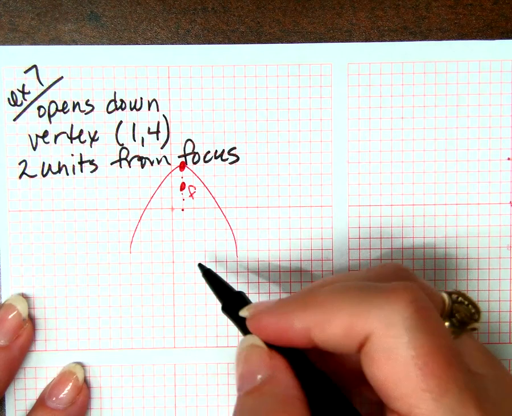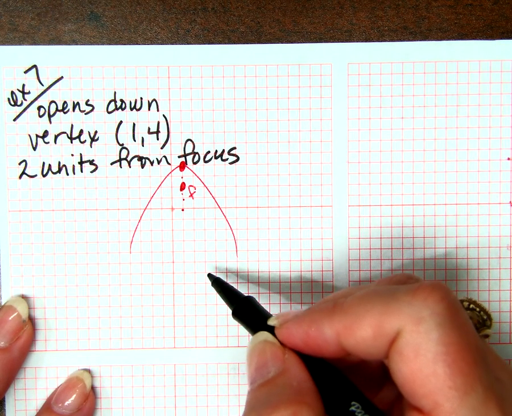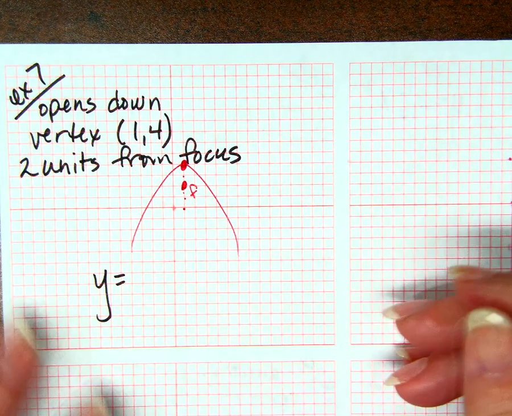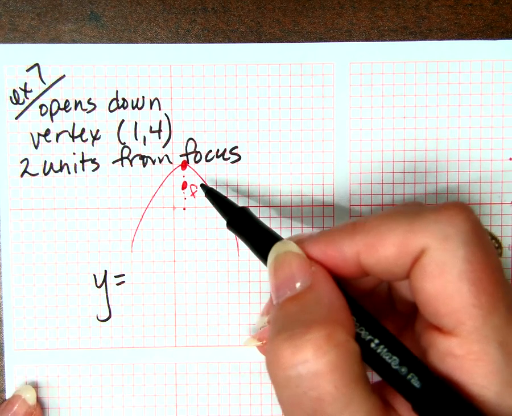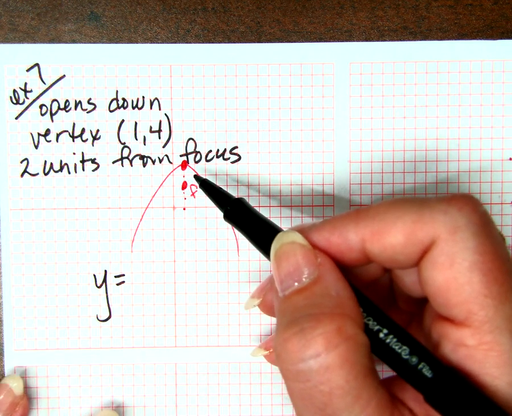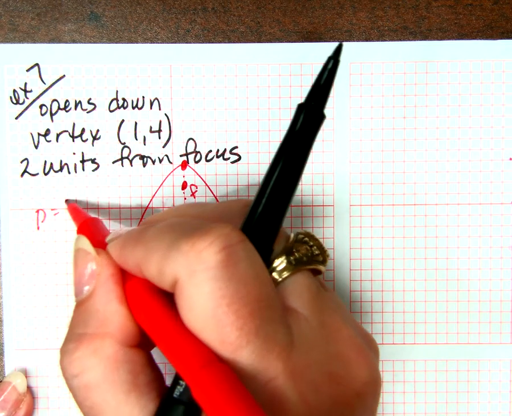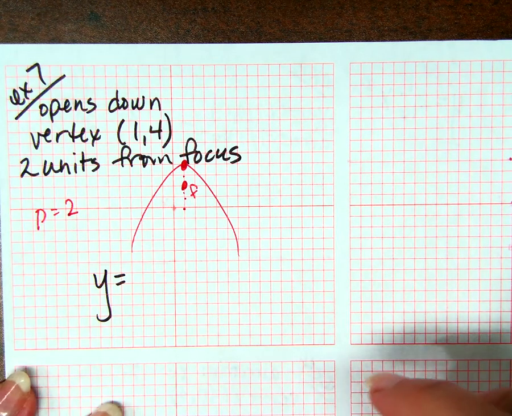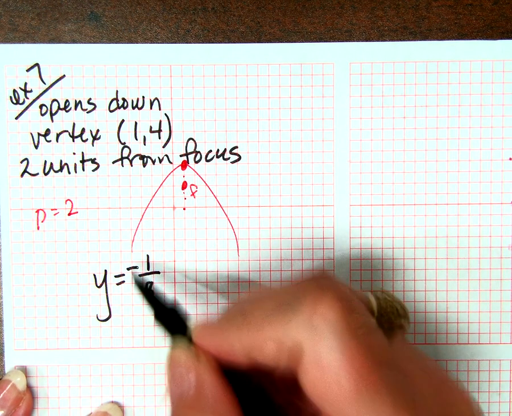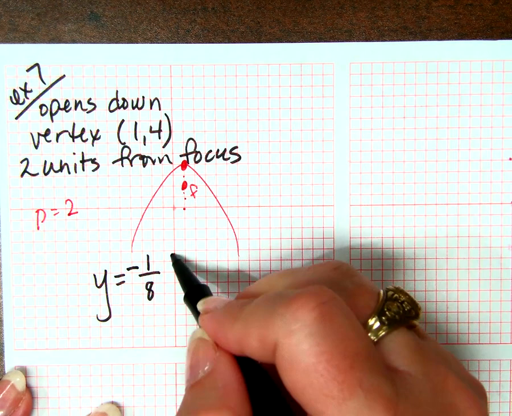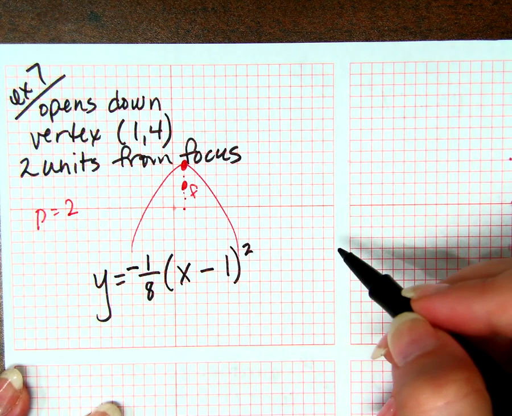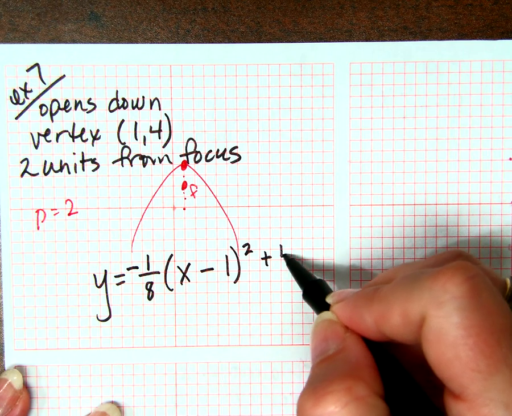I need the equation. It opens up or down, so what does it start with? Y equals? What's my focus? 1, 2. It's 2 units from the vertex, so what's my p-value? P is 2, and you figured that out because you counted, right? Okay. So 1 over 8, but we have to make sure it's a negative 1 over 8 because it's opening down, right? And then what? X minus 1 squared plus 4.